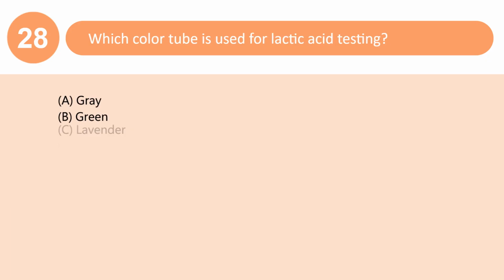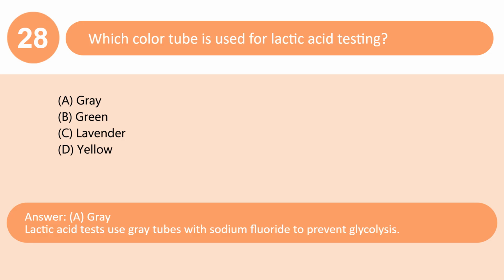Which color tube is used for lactic acid testing? A. Gray. B. Green. C. Lavender. D. Yellow. Answer A. Gray. Lactic acid tests use gray tubes with sodium fluoride to prevent glycolysis.